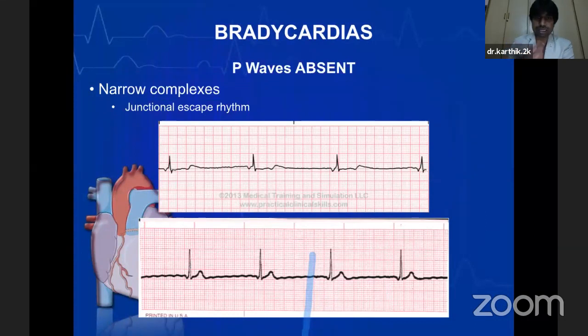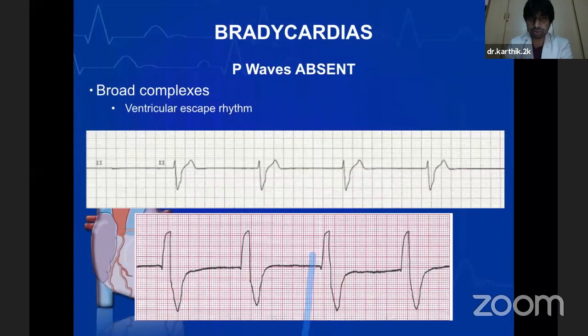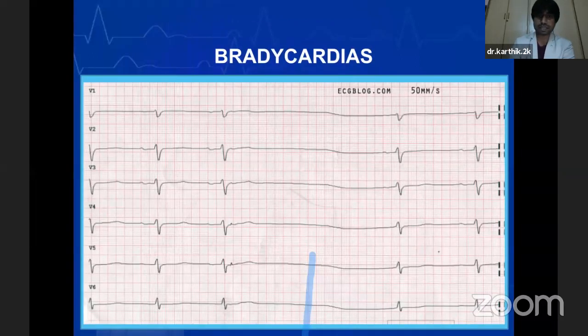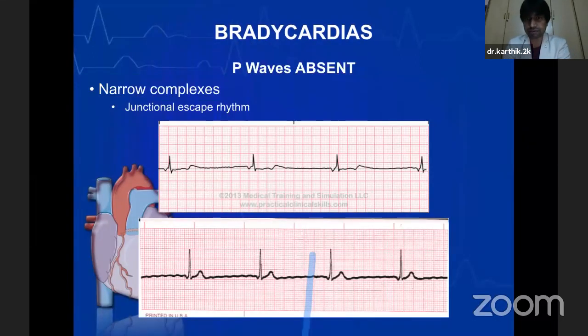So how do we analyze with these illustrations? How do we approach a case of bradycardia? When you see a bradycardia, first you have to identify whether P waves are absent or present. If P waves are absent, are the junctional complexes narrow or wide? The QRS complex, is it narrow or wide?